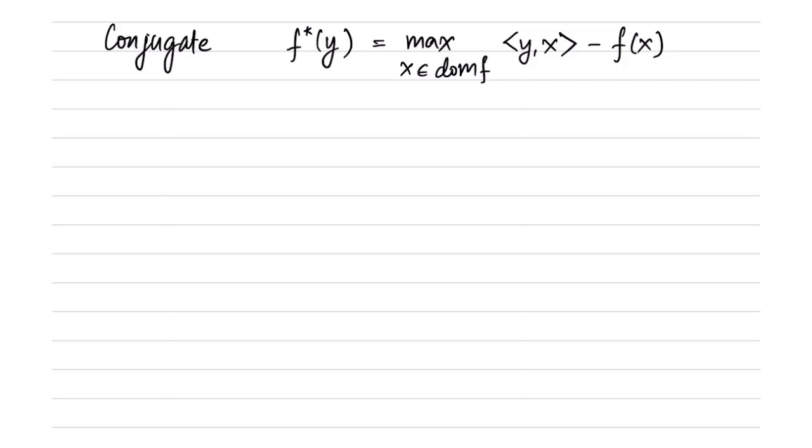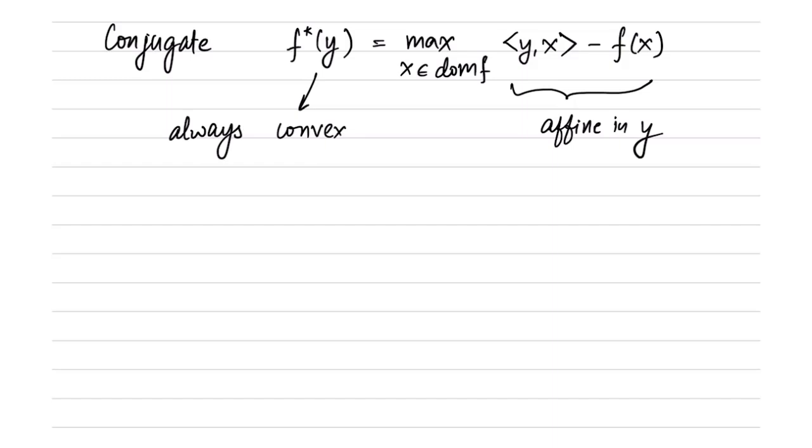Observe that the objective function in this maximization problem is affine in y, right? So it is affine in y, and we are taking a pointwise maximum of affine functions in y, and therefore the conjugate function is always convex, because pointwise maximum of affine functions is always a convex function. So this is always convex.